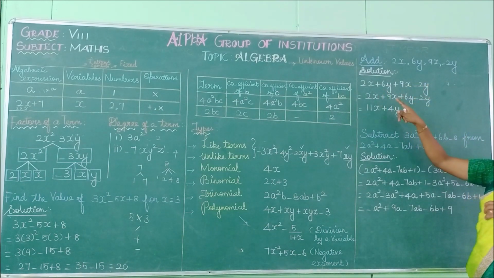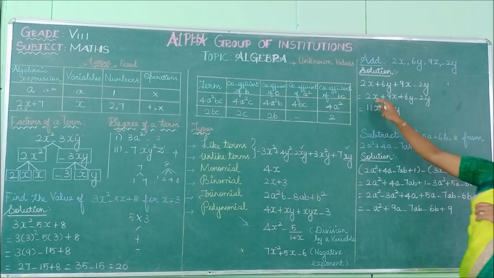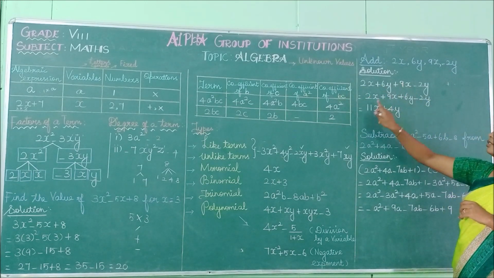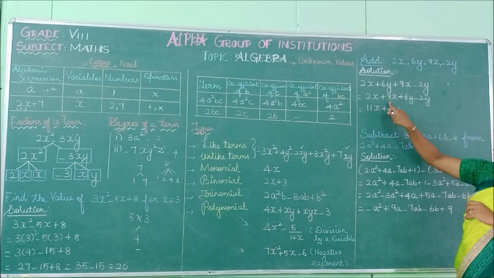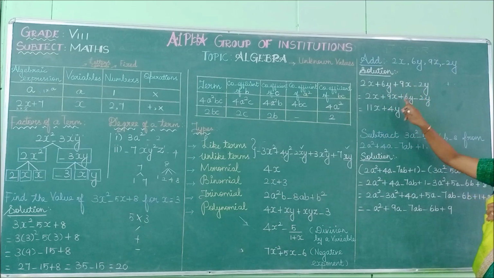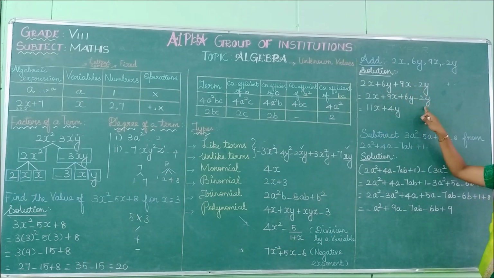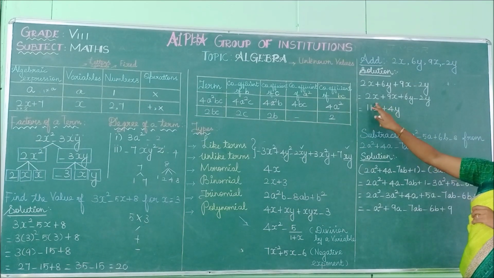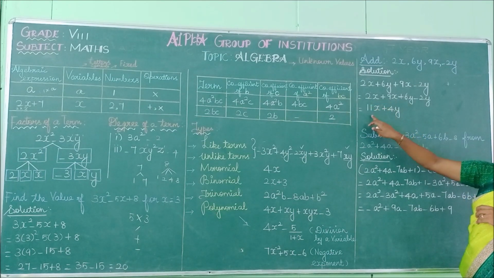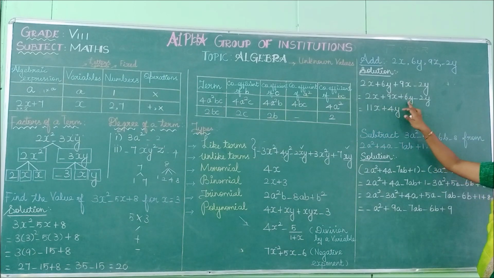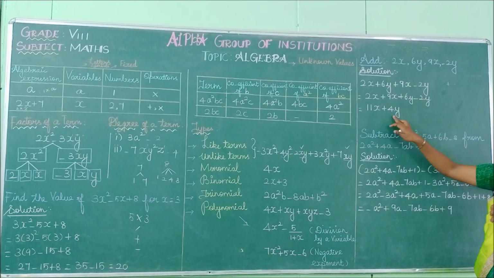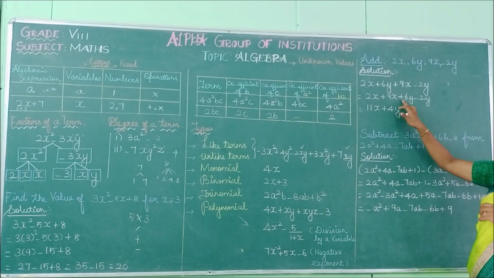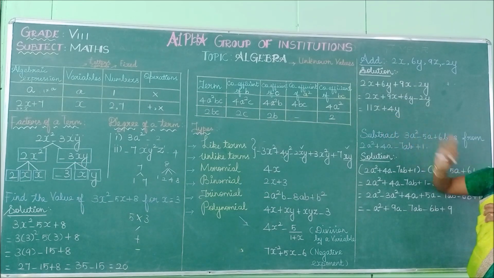So you have to arrange the like terms. So here x and here x. So 2x plus 9x, and here y and here y, plus 6y minus 2y. You have to add both like terms. So 2x plus 9x is nothing but 11x. 6y minus 2y is nothing but 4y. Here this is the bigger symbol, so you have to put the plus symbol.